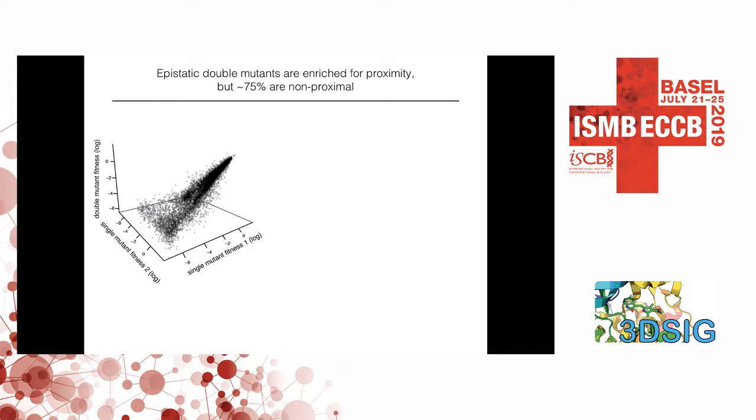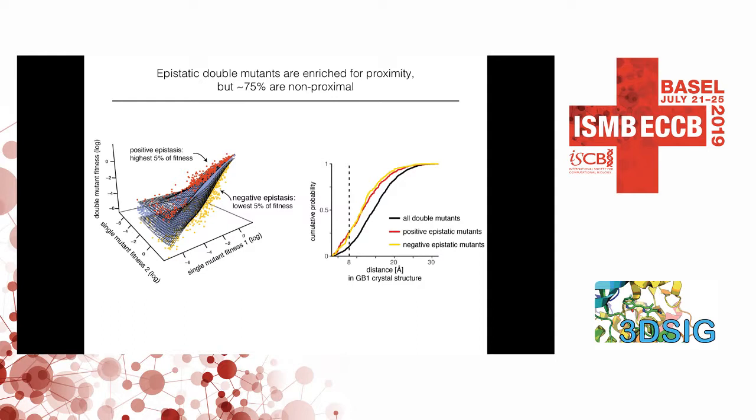We can place each double mutant in this three-dimensional space where X and Y are the single mutant fitness values and Z is the double mutant fitness value. And now we simply classify each mutation as epistatic if it's more extreme than our expectation at these particular single mutant fitness values. And now, first off, we can just ask, given that we have the crystal structure of this domain, are epistatic mutants actually closer in space?